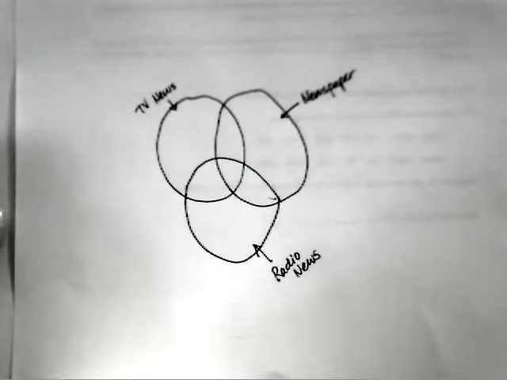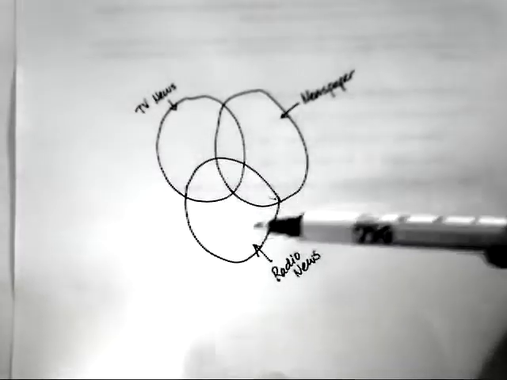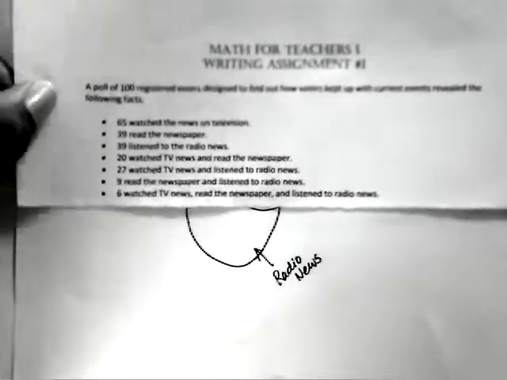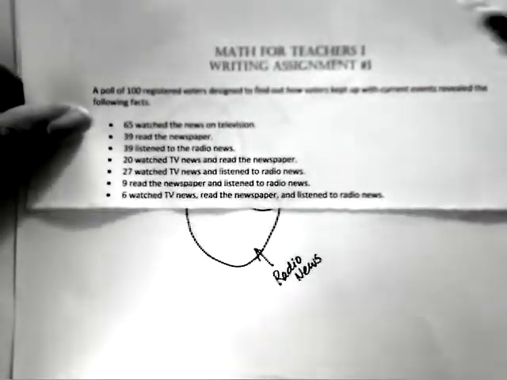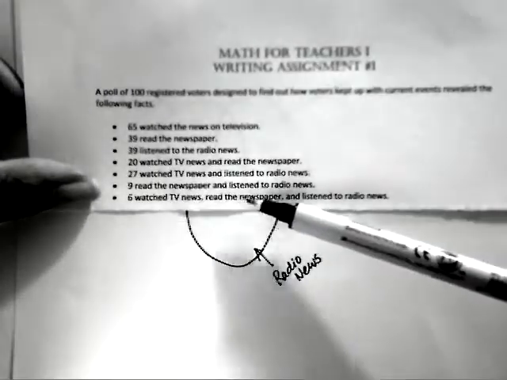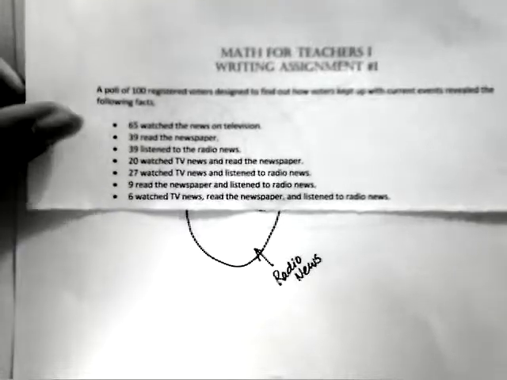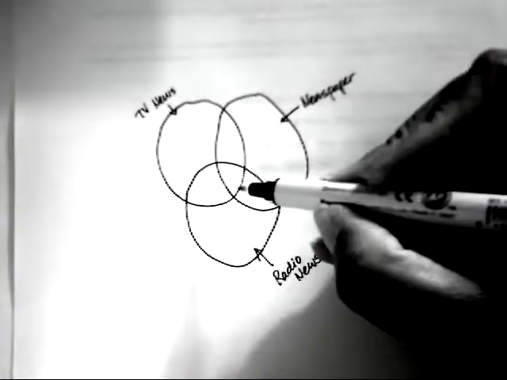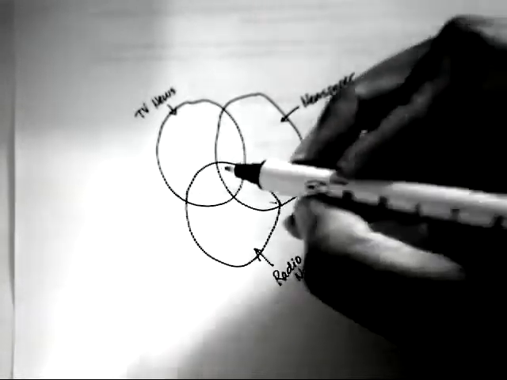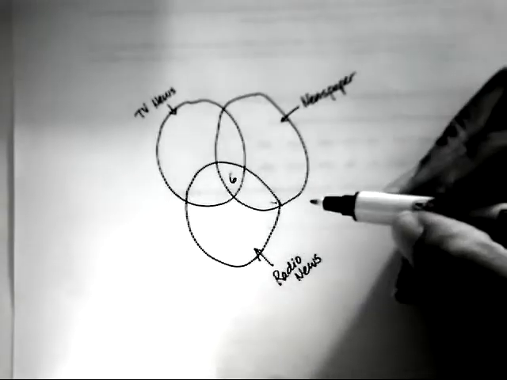Okay, now to fill in the numbers that are in these particular spaces here, we need to start from the bottom and go backward. That's one of our strategies for problem solving, is working backwards. We're going to work backwards here. We're going to start with 6, watch TV news, read the newspaper, listen to radio news. The intersection of those 3 circles is this one right here, this space. So that 6 will go here.